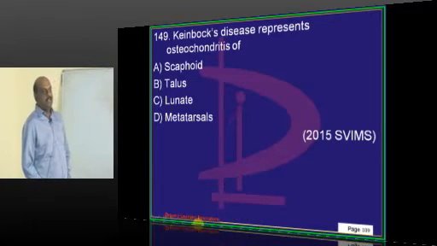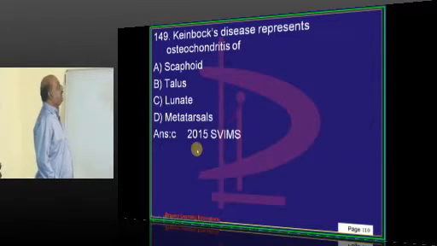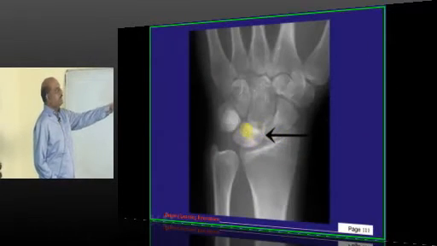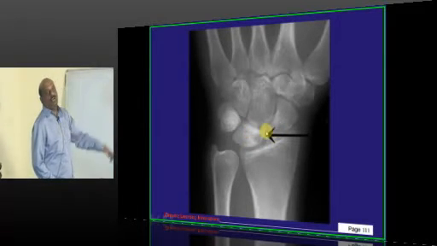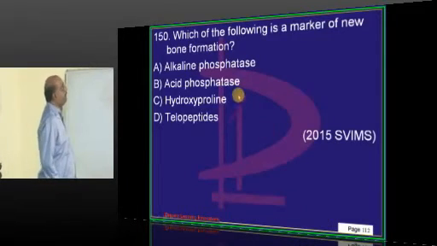Kienbock's disease, one osteochondritis will definitely come. That would be lunate. So lunate osteochondritis is Kienbock.